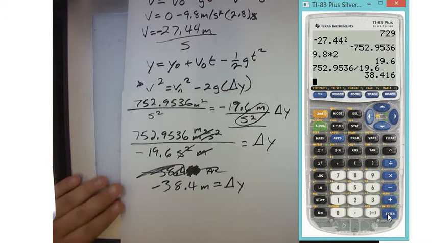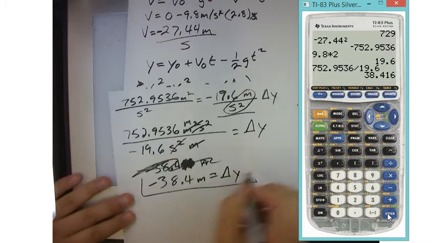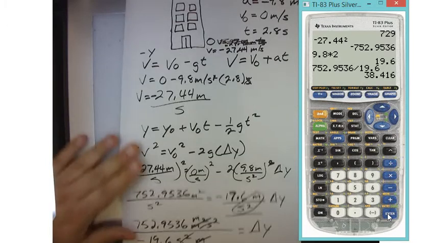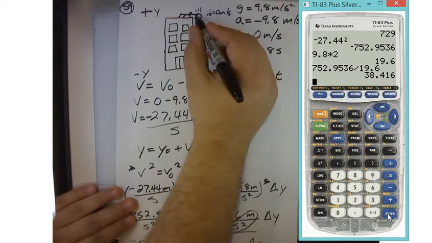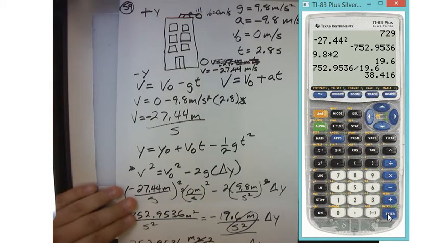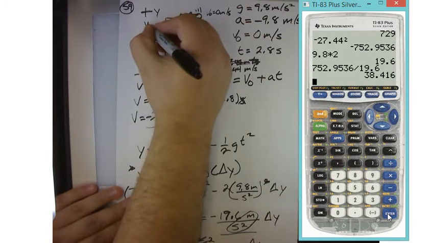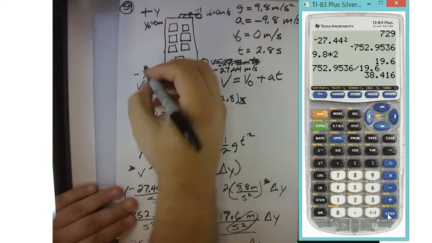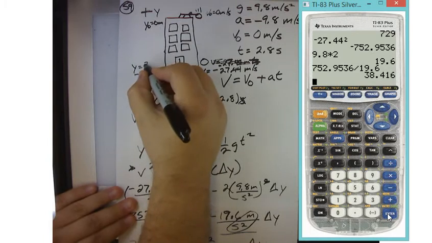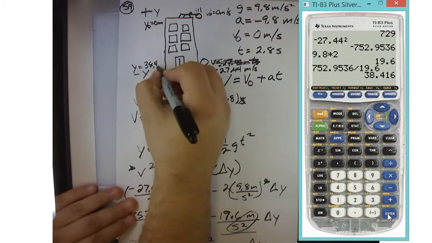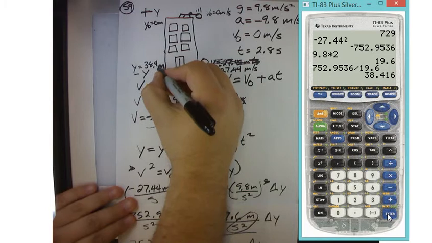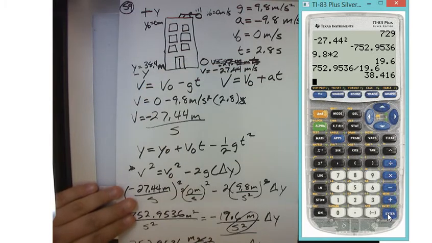What does that mean? I'm going to have to recap that one so it makes sense. Well, what it means is that if I drop this ball and it hits the ground in 2.8 seconds, that means that if my initial position was 0 meters here, my final position was 38.4 meters further down, and so really that's the height of the building, right? It's 38.4 meters.